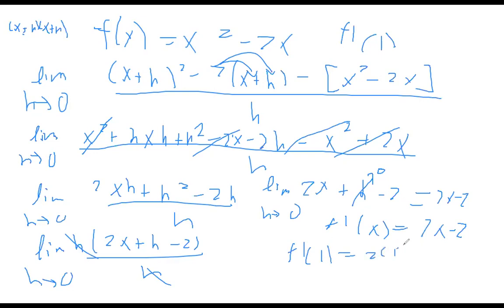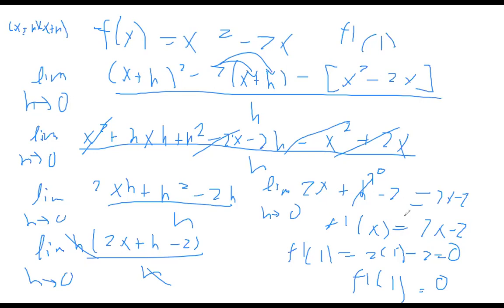2 times 1, sorry, minus 2. So that's going to be 2 minus 2, 0. So f prime of 1 equals 0.